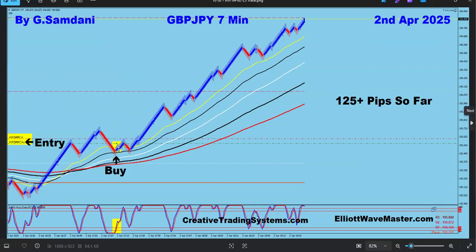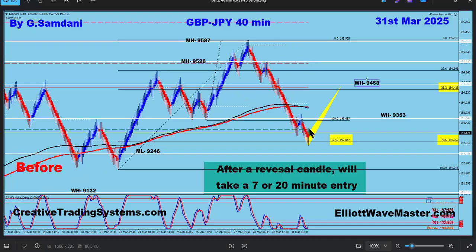And once I determine that this thing is going in a particular direction, then I open my 7-minute and 20-minute charts, which I already have open on other computers. Then I place my EA in that direction, short only or long only. And if the setup is there, the trade opens up automatically. And this again was the chart based on the 40-minute chart.